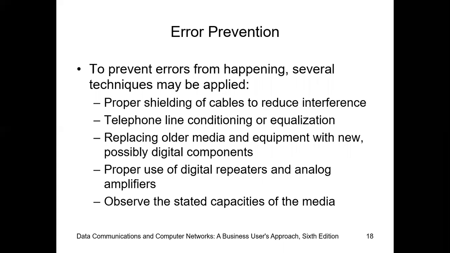We have talked about errors in the network. Now let's talk about how we prevent such things. To prevent errors from happening, several techniques have been tried. Proper shielding of cables to reduce interference. Telephone line conditioning, and replacement of old media with new ones in case they are going back and forth, which can cause problems like jittering. Then proper use of digital repeaters, as I mentioned, and amplifiers to avoid attenuation. These can also be applied to the signal.